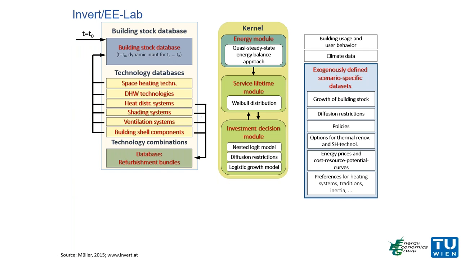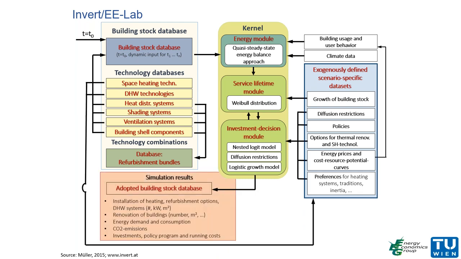We applied our building stock model Invert EE Lab, which has as a core part the building stock database, a disaggregated description of the building stock. We model for each building segment the required energy need and final and delivered energy demand, and determine the share of buildings and building components which need to be replaced or which need some form of reinvestment. For this share, in every year and every simulation period, we determine the decision module. The results of every year are written back to the building stock database, and this leads to the annual path towards 2050.